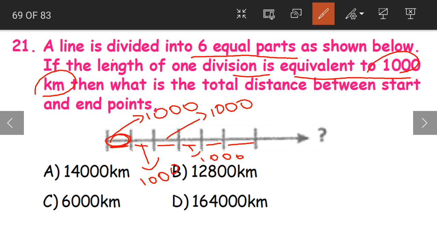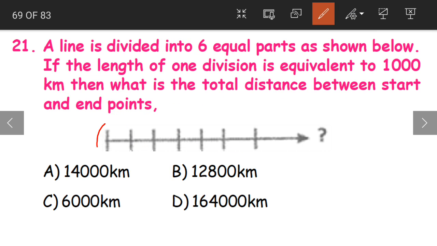So what should we do? What is the total distance between the start and end points? Now this is our starting point and this is our ending point. See, children, this is a line. Here we have an arrow mark, that means it can extend continuously. So that will not be our end point. This is our end point as we have divided the line till here, and this will be our starting point.